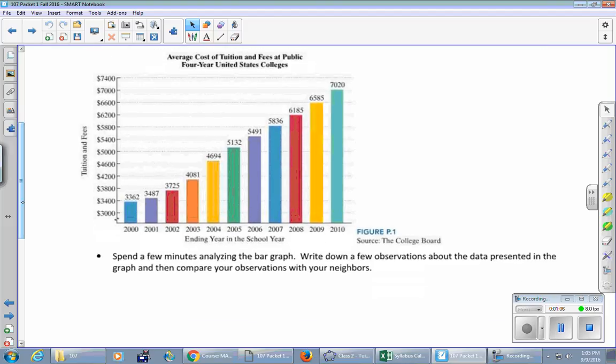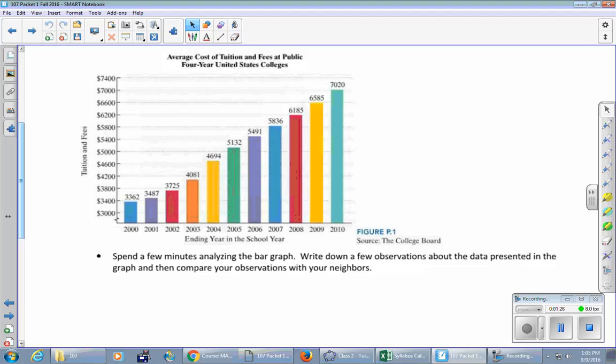First of all, what's the name of this graph with all the rectangles? Bar graph, right? It's a bar graph because we've got these rectangular bars. Okay, observations. Let's start here. What did you say about it? Tuition increases as the years increase. Everyone agree? Definitely an upward trend here.